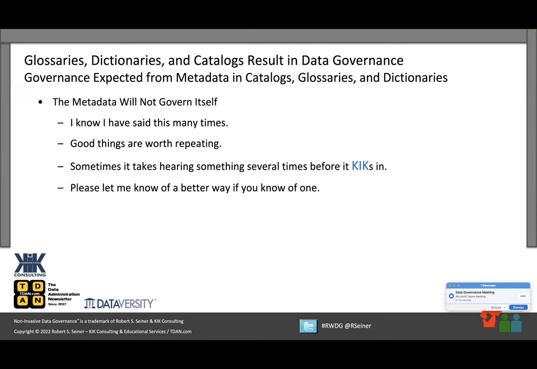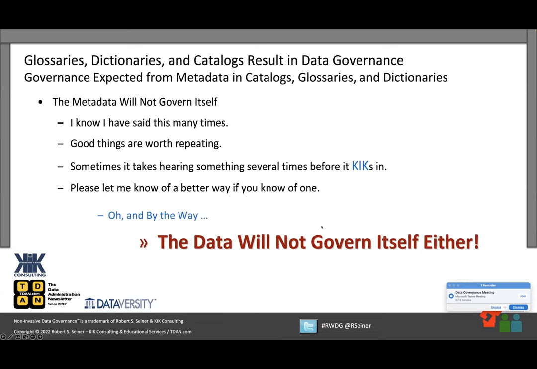Now, I know I've said this a lot of times during this session, that metadata is not going to govern itself. Sometimes good things are worth repeating. And if there's a better way of governing metadata within an organization without having some level of formal metadata around it or formal governance around it, then please share it with me. I'm all ears. I'd love to hear that from you. And by the way, I always say that the data will not govern itself either. Same thing holds true for our metadata.